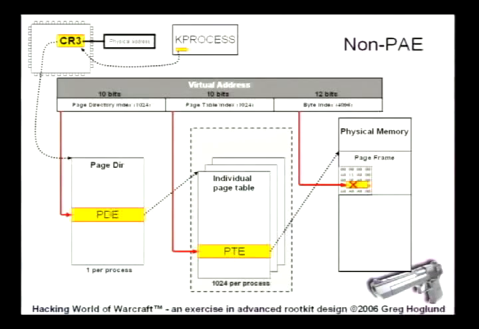Here's an actual diagram of how it works for non-PIE systems. CR3 has the physical address of the page table. You can see the virtual address here. The top 10 bits index into the page directory. The next 10 bits index into the given page table. And finally, the byte index is in 4096 into the actual page of memory at the bottom.